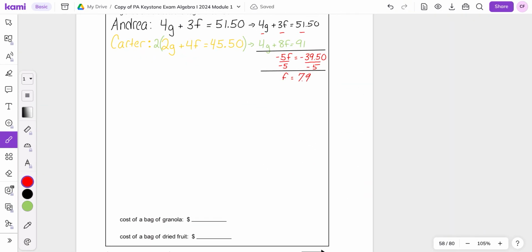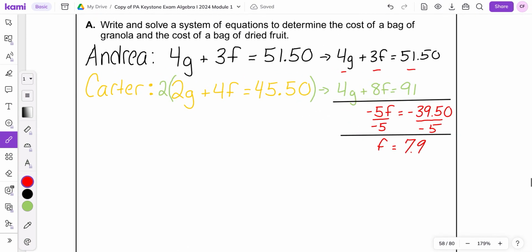So we scroll down below. The cost of the dried fruit is 7.9. This is money, so I'm going to make it 2 decimal places, 7.90. Then from here, we need to solve for g yet to find the cost of the bag of granola. We can pick either one of our original equations, the black Andrea equation or the orange Carter equation. I'm going to substitute using Carter's because the numbers are smaller.